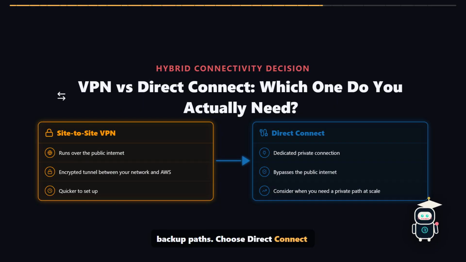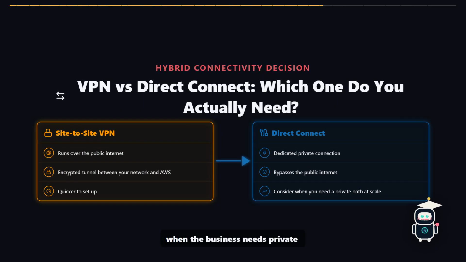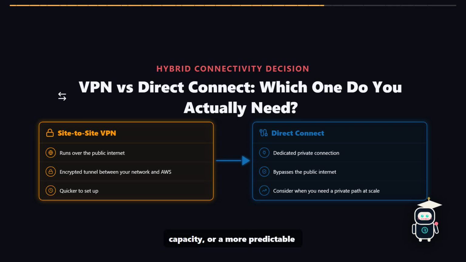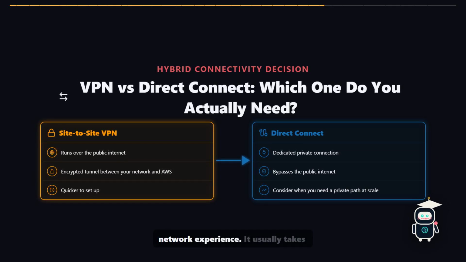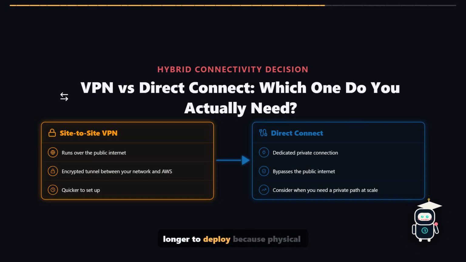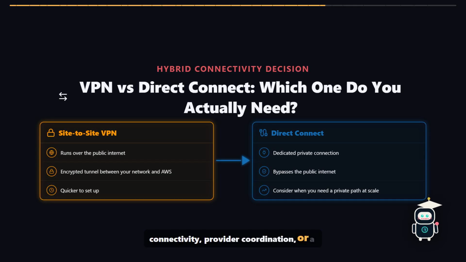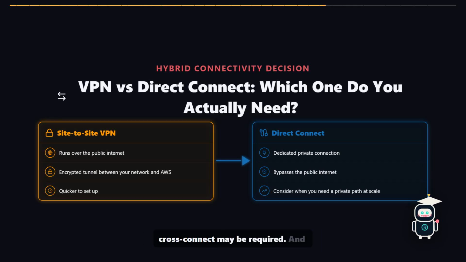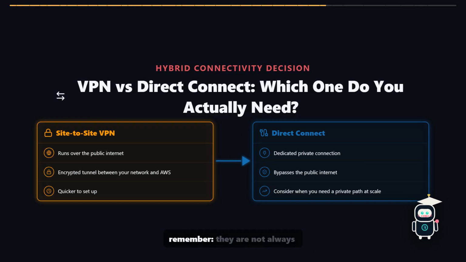Choose Direct Connect when the business needs private network connectivity into AWS, sustained capacity, or a more predictable network experience. It usually takes longer to deploy because physical connectivity, provider coordination, or cross-connect may be required. And remember, they are not always competing choices.